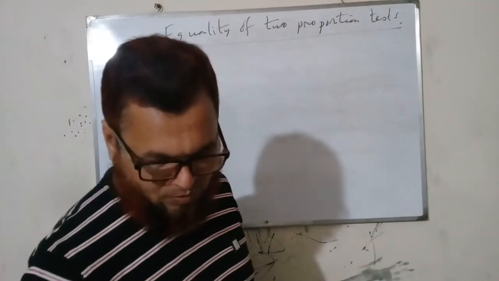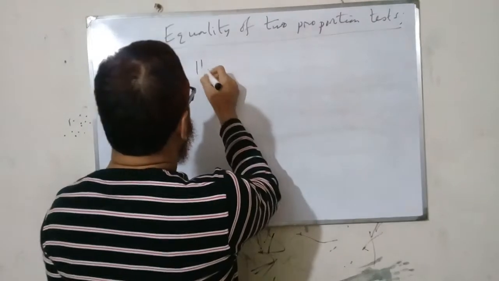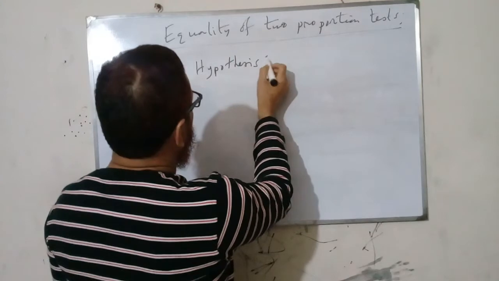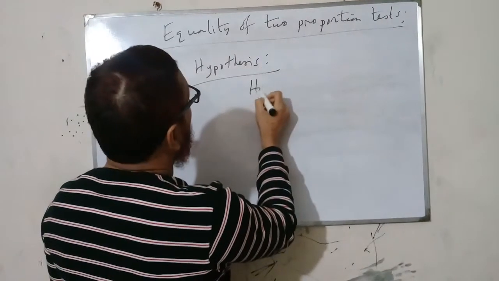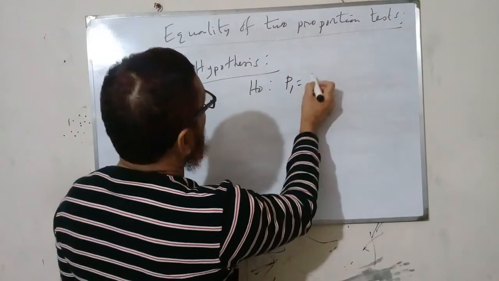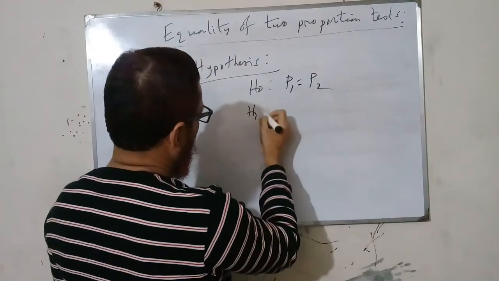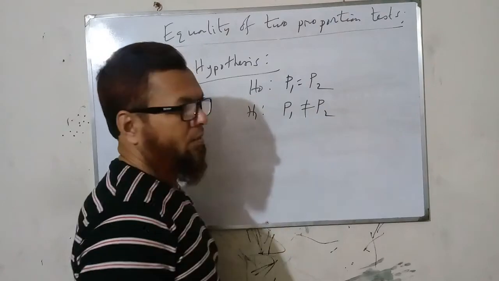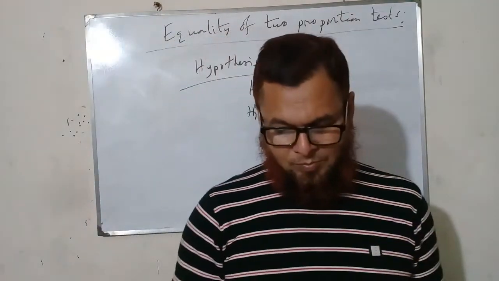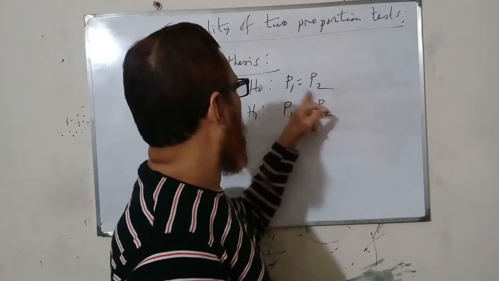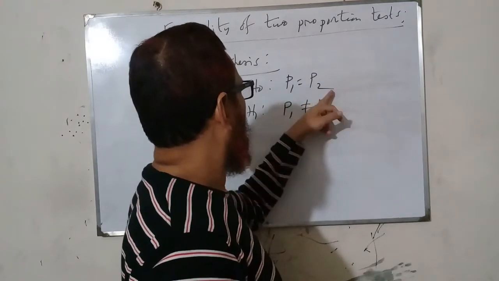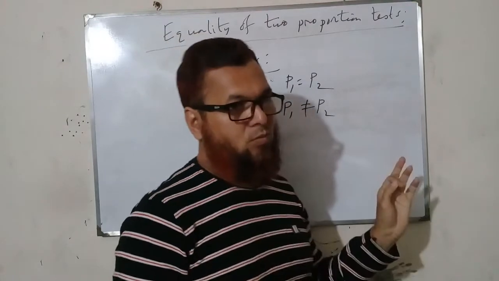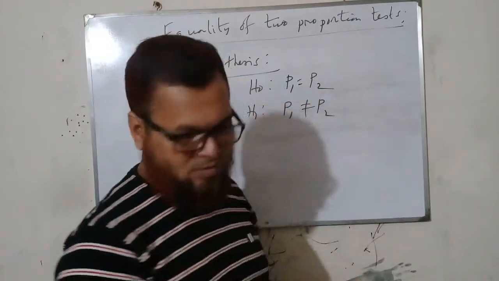Next, hypothesis. Our null hypothesis is P1 equal to P2, alternative P1 not equal to P2. That is, there is no significant difference between two proportions. That is, they are equal, or not equal. This is our hypothesis.